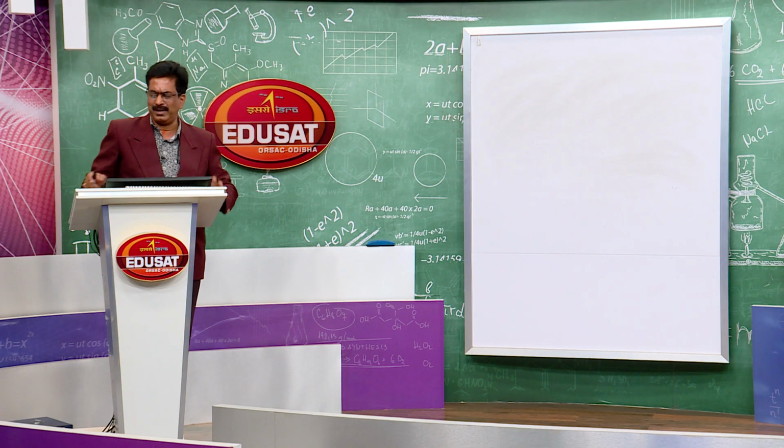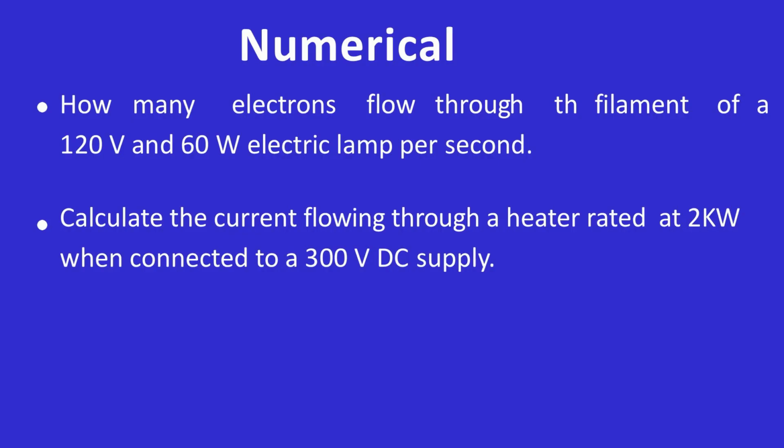So the 2 problems on the screen you are looking at. Let us now go for the first problem. How many electrons flow through a filament of a 120 volt, 60 watt electric lamp per second? How many electrons means the number of electrons you have to calculate. Watt means it's the power of that electric lamp, and the time is supplied, that is 1 second. So how we will proceed?